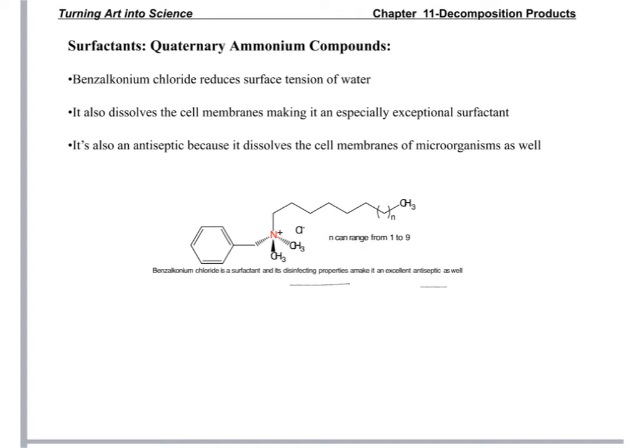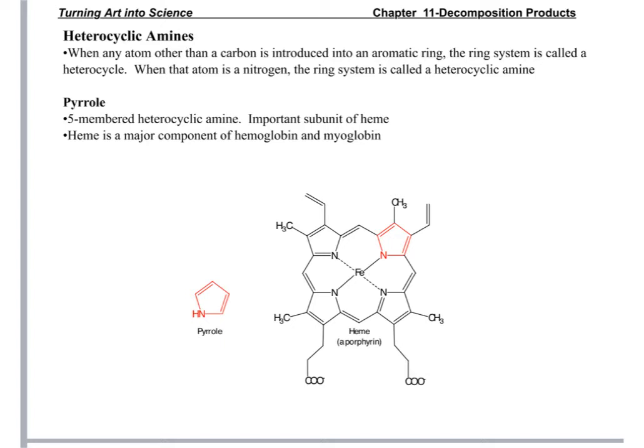Here we have some heterocyclic amine, so it forms in a circle or as close to a circle as you can get. Here we've got five carbons making this pyrrole, so it's a five carbon structure. It's important because it's the subunit of heme, so that's one of the major components of hemoglobin and myoglobin.